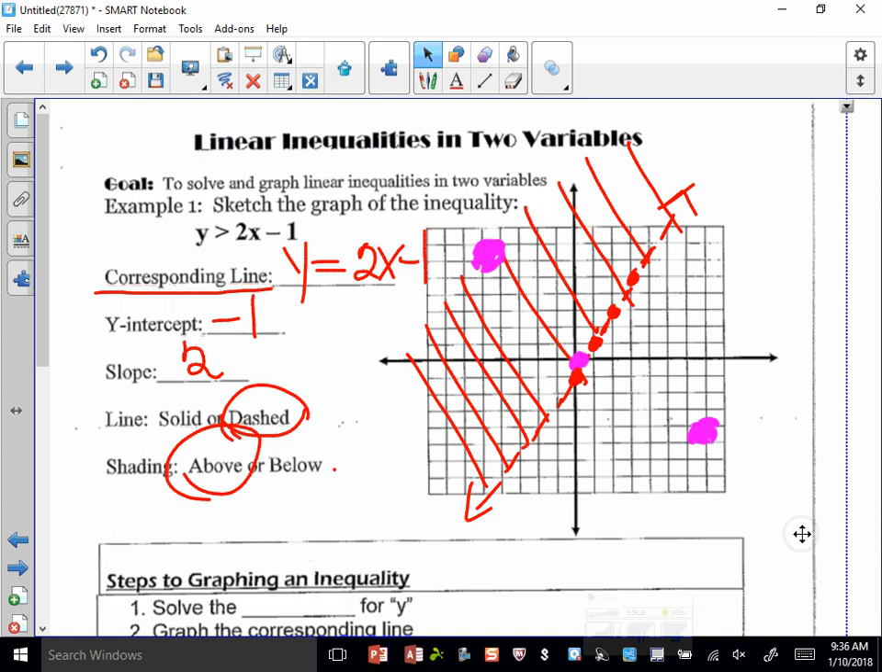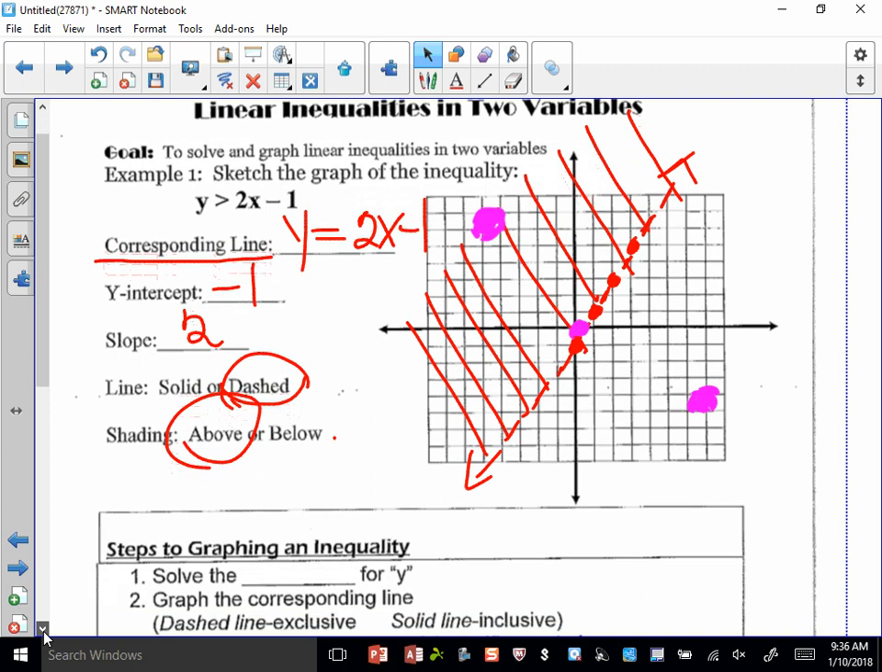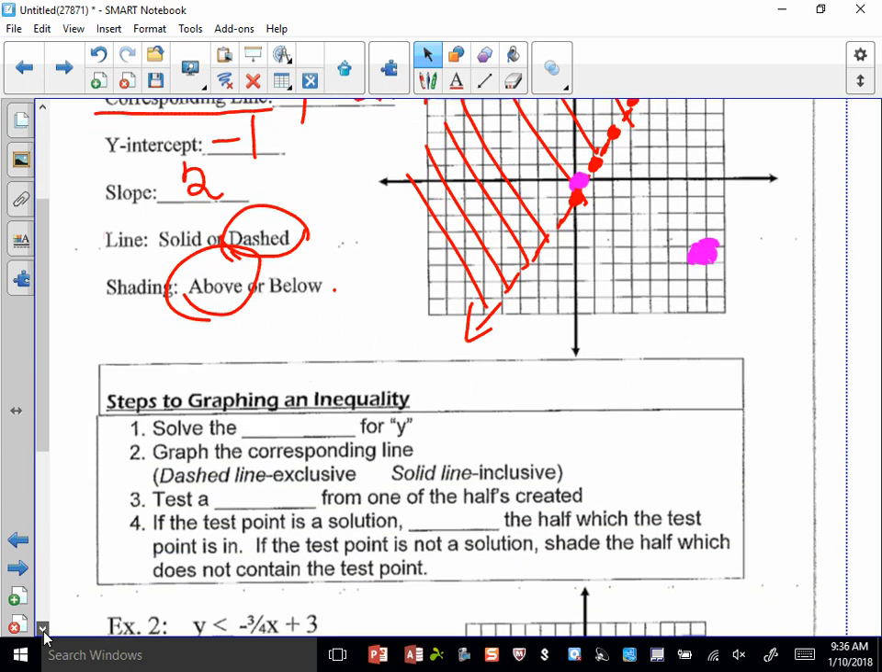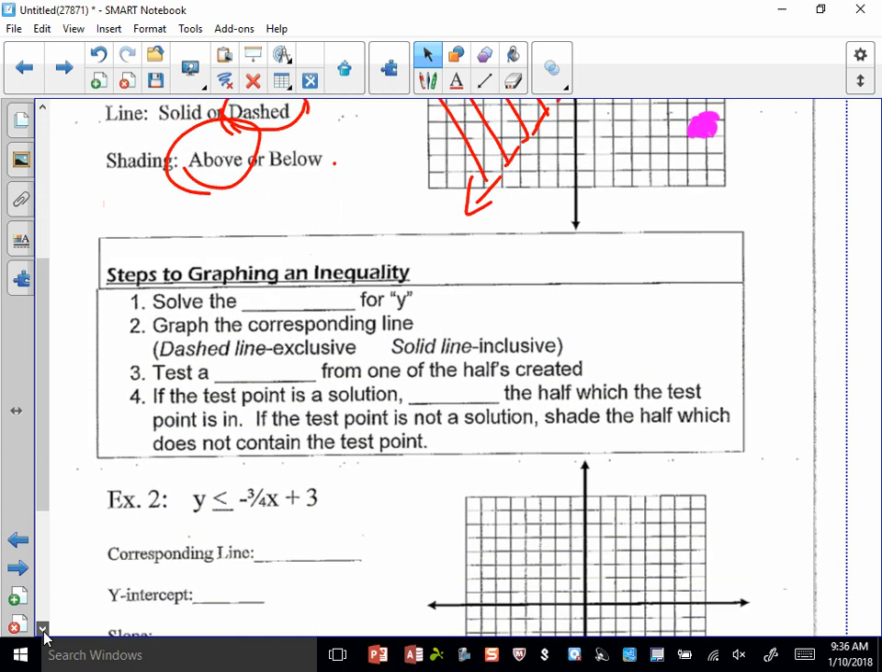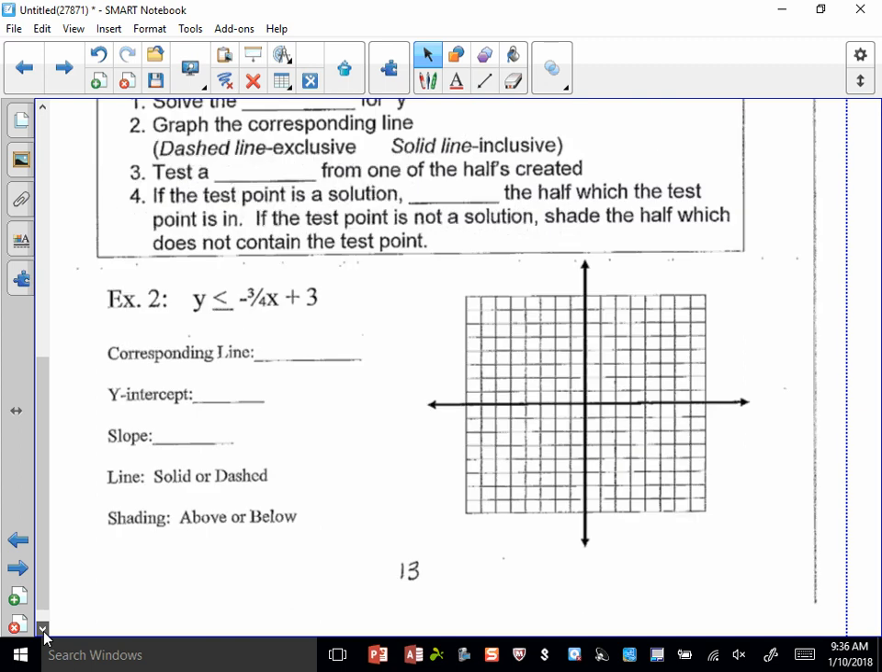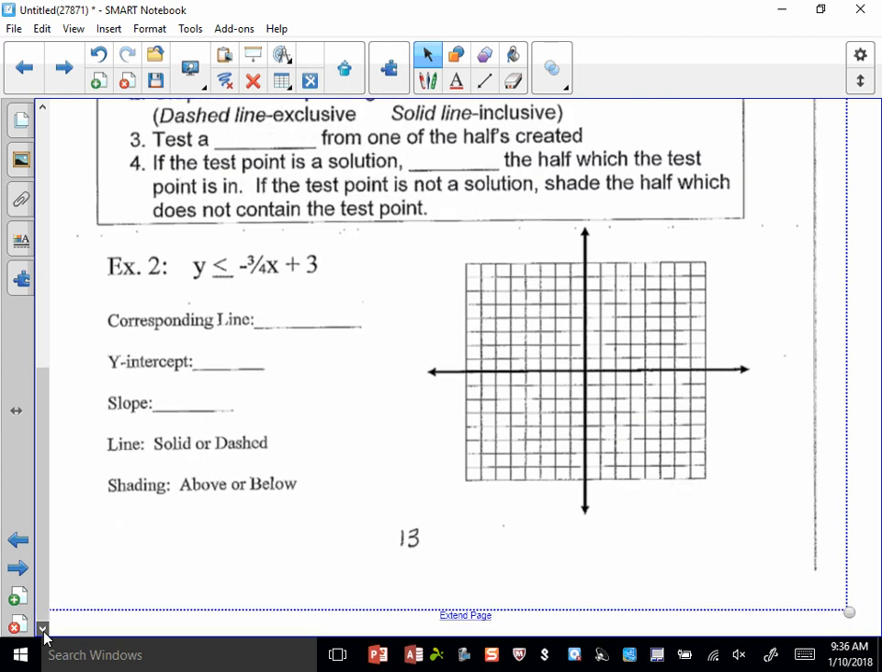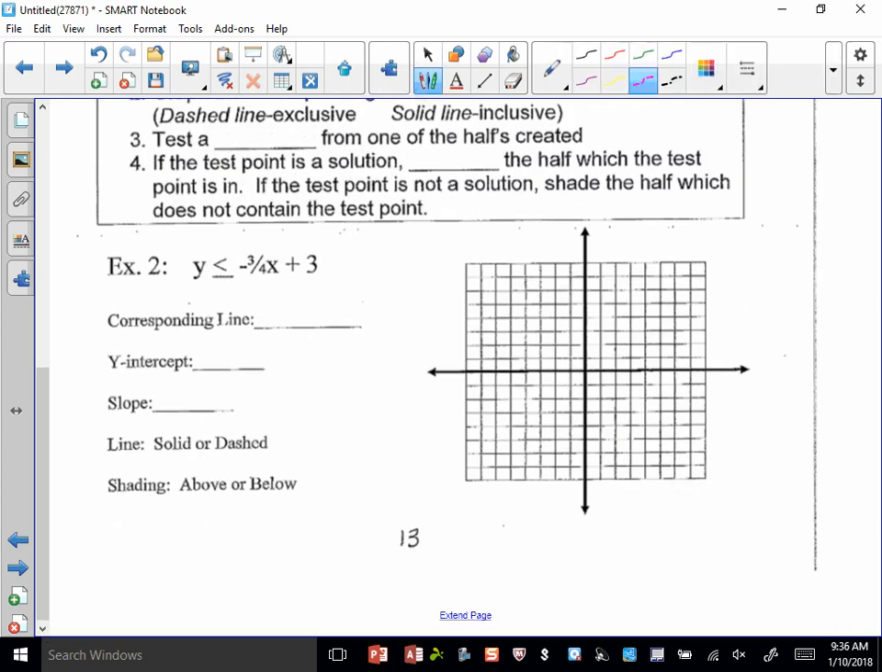All right, so let's move on down to the next example. We don't need to fill in those little steps in the middle. We're just going to go ahead to example 2. In example 2, the corresponding line would just be y equals negative 3/4 x plus 3. The y-intercept is 3. The slope is negative 3/4.